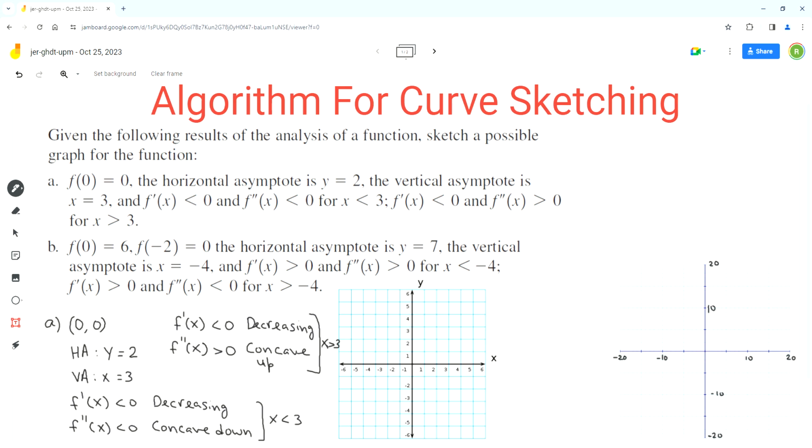Now we can sketch this function. So we'll start by showing the given point. The given point is (0, 0), the origin. So that's here. So we'll use the first grid. So that's this red dot. And now we can show the horizontal asymptote at y equals 2. So that's over here. And then the vertical asymptote is at x equals 3.